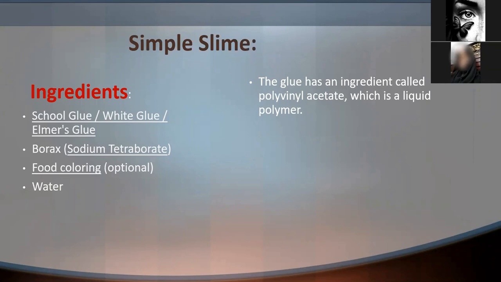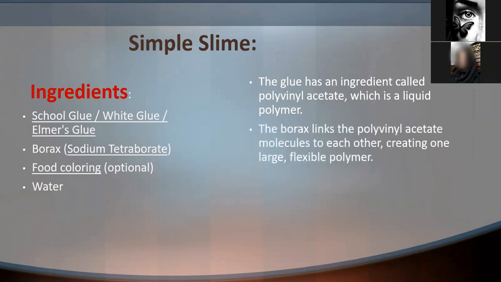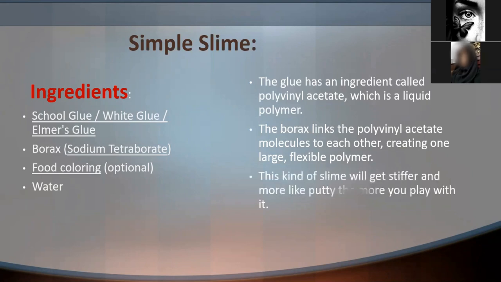Simple slime. Ingredients of simple slime are school glue, white glue or Elmer's glue, borax, food coloring, which is also optional here, and water. Next, the glue has an ingredient called polyvinyl acetate, which is a liquid polymer. The borax links the polyvinyl acetate molecules to each other, creating one large flexible polymer. This kind of slime will get stiffer and more like putty the more you play with it.